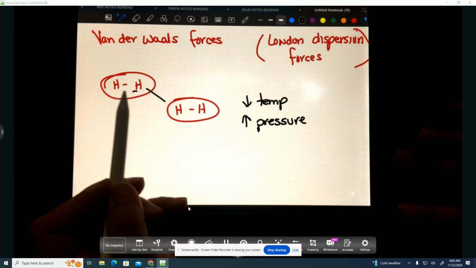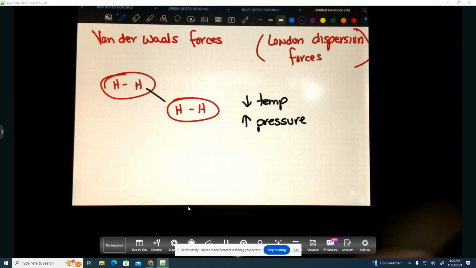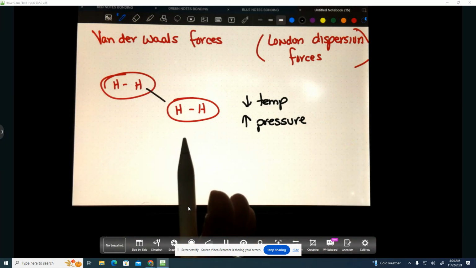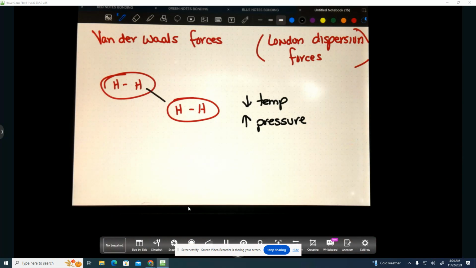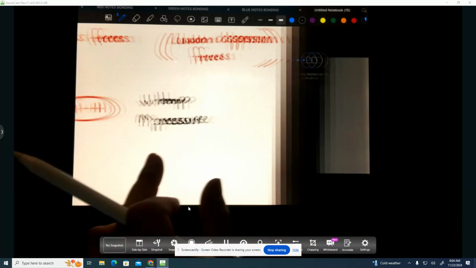So if we want these particles, these nonpolar molecules, to stick to each other, they don't want to stick to each other. There's no positive or negative poles. They're not magnets. We have to force them to stick together by decreasing the temperature, getting them to huddle to each other, and we have to press on them. We have to increase the pressure on them. Make sense?